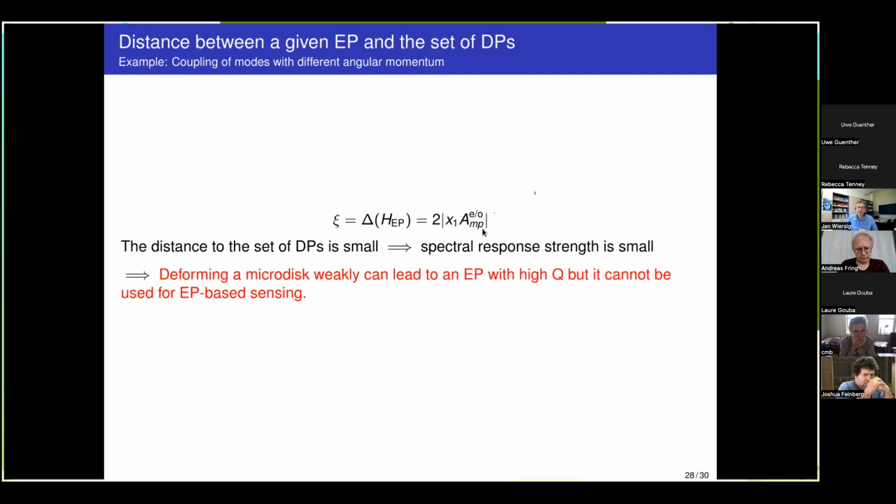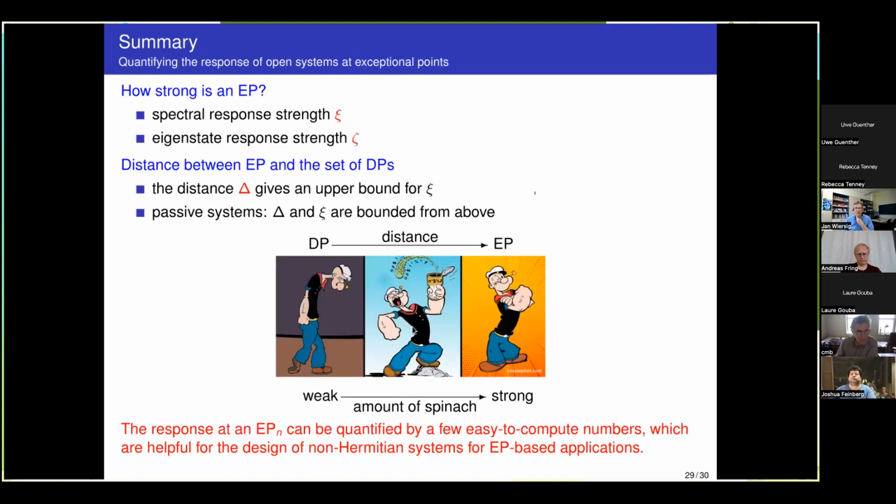And what we see is, since A is small, the deformation is small, this distance and also the response strength are small. It means that it's true that the weak deformation of a microdisc can lead to an exceptional point of high quality factor, but it then necessarily has a weak spectral response. So it is not of use for any exceptional point based sensor, for instance. Unfortunately.